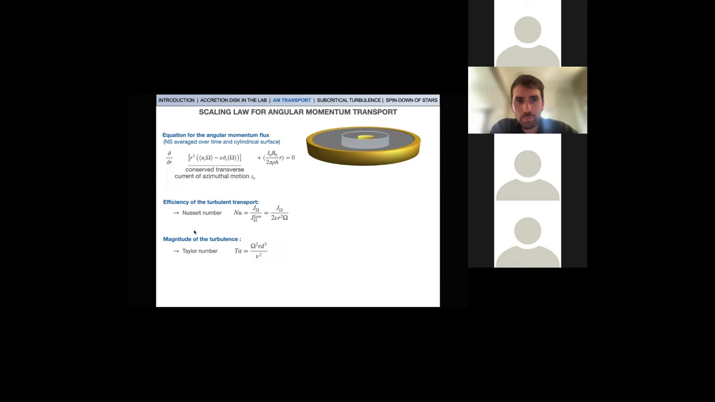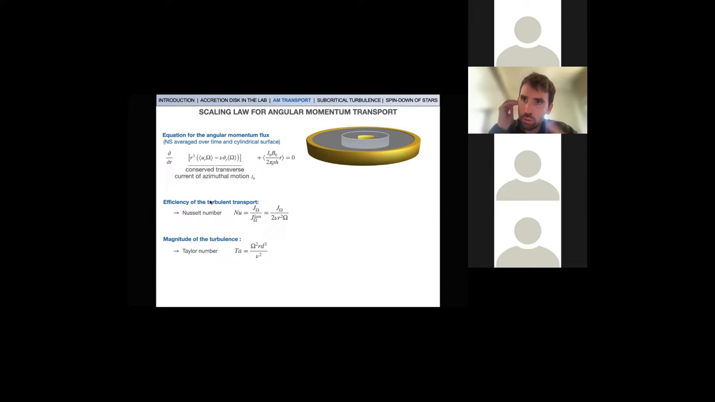So I will define two different dimensionless numbers. The first one is the so-called Nusselt number. It is the angular momentum flux divided by its value if the flow were laminar. Okay, so you can compute the laminar solution in these experiments. So we know exactly the form of the laminar transport of angular momentum, something very small, but it exists. And so what you want is to compare the angular momentum flux in the turbulent case to what it would be if the flow was laminar. So it's exactly the same Nusselt number as in thermal convection. And it's really a measure of the efficiency of the turbulence to transport angular momentum.